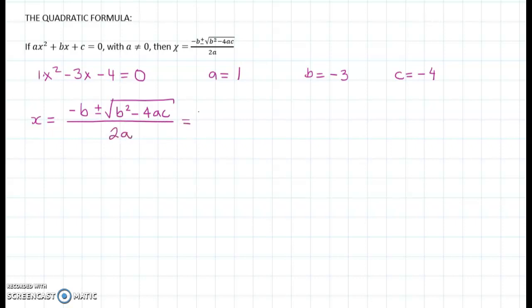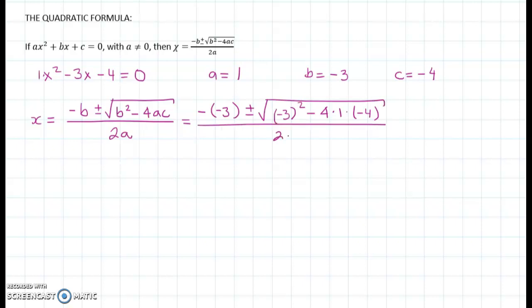So in our case we have negative 3 plus or minus, and then we have the square root of negative 3 squared minus 4 times 1 and times negative 4. And we need to do all of this divided by 2 times 1.